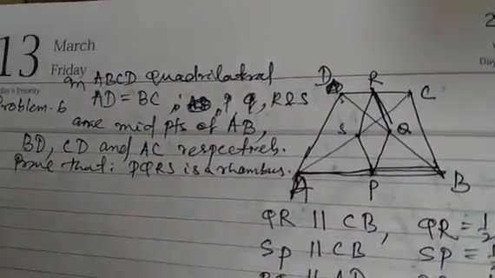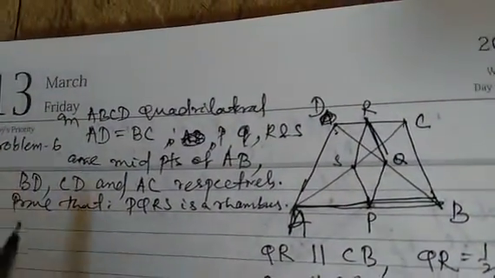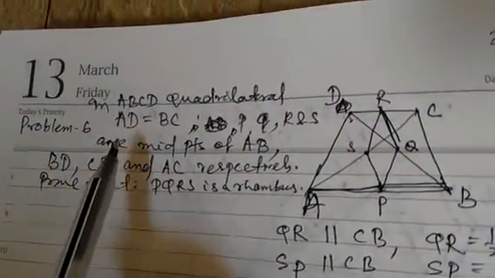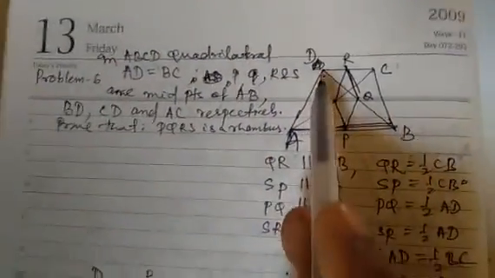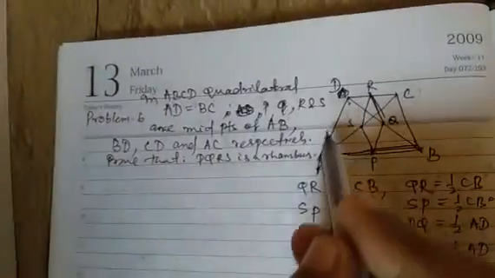Some more problems regarding the midpoint theorem. Here is problem 6. ABCD shown in the figure is a quadrilateral with AD equal to BC. These two sides are equal.